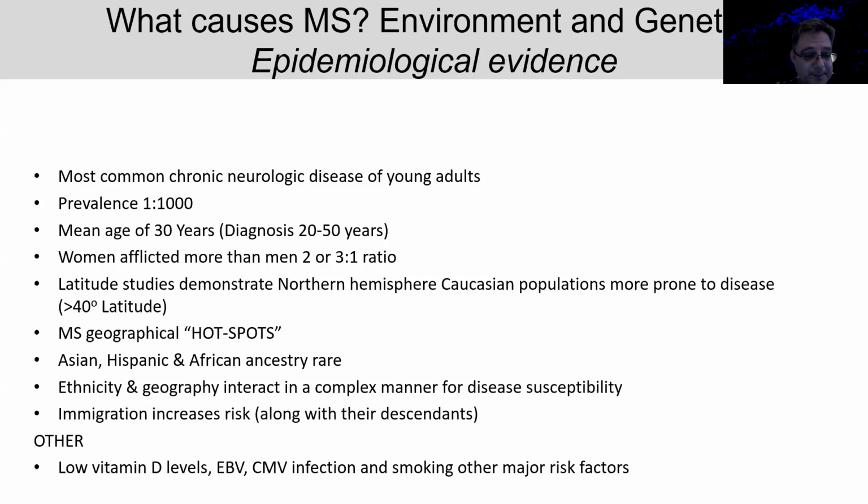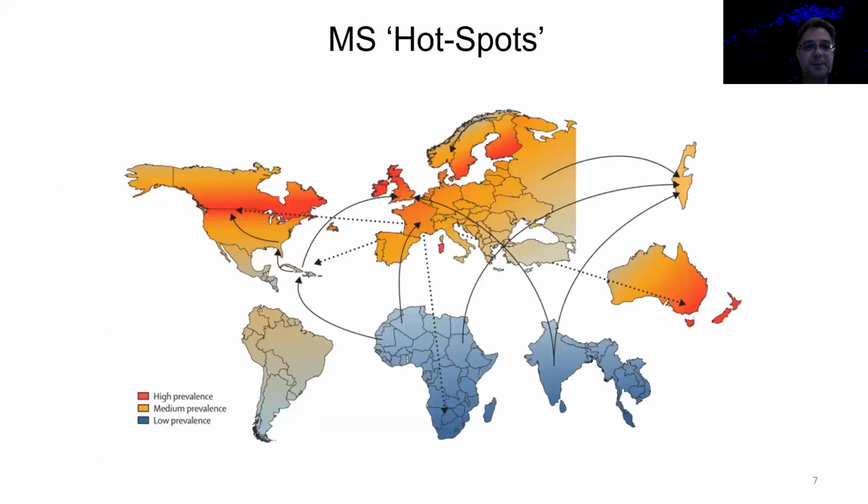The other really important aspects that need to be discussed in the environmental influences of MS is low vitamin D levels, but the predisposition to Epstein-Barr virus and cytomegalovirus infection, and patients previously infected with these viruses tend to have a higher chance of developing MS. And also smoking is another major risk factor, not so much so in the initial relapsing remitting forms of the disease, but more so in the progressive forms of the disease.